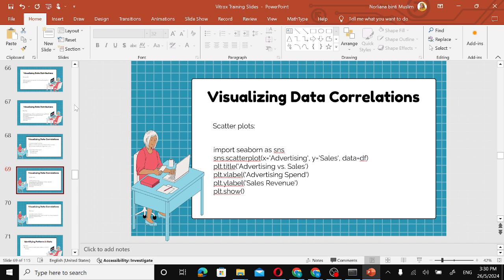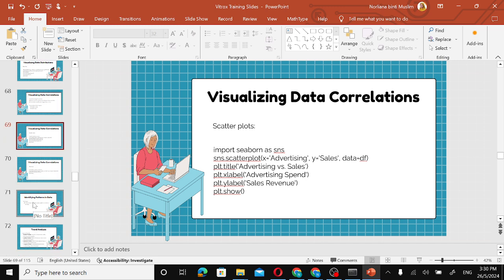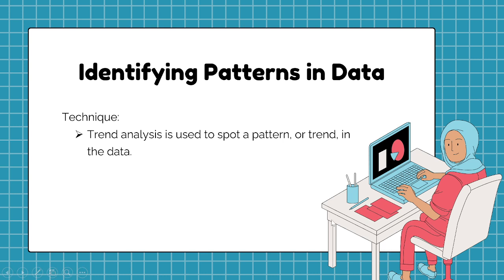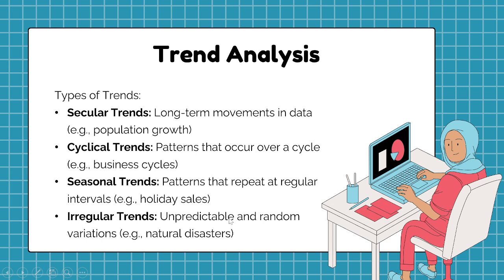Okay, I will start at this patterns, because the correlation already explains. Okay, there is patterns in the data. One of the methods is trend analysis, right? So this trend analysis, through this method, we can identify the pattern or whatever types of trend of the data. Okay, so there are several types.